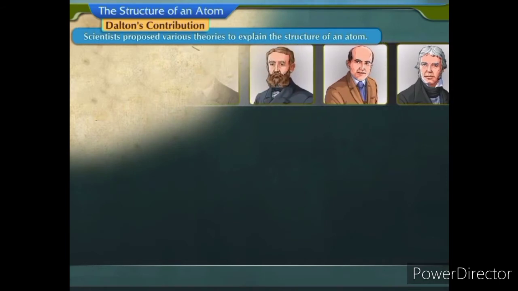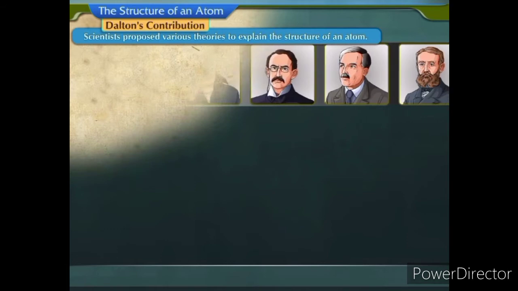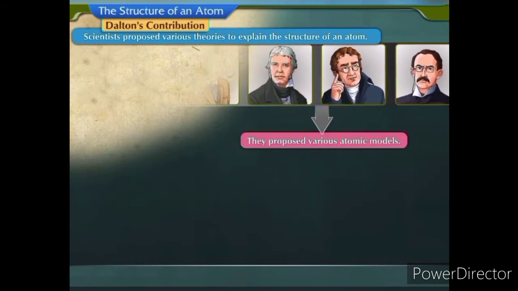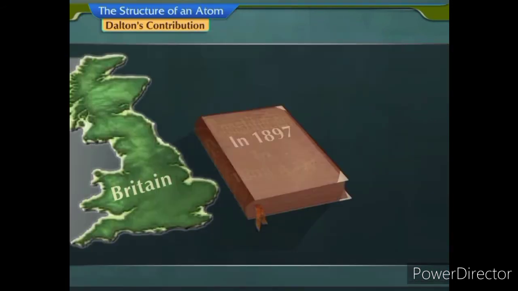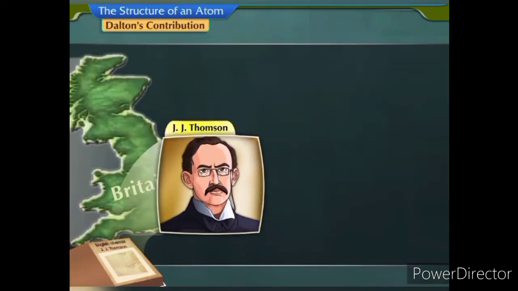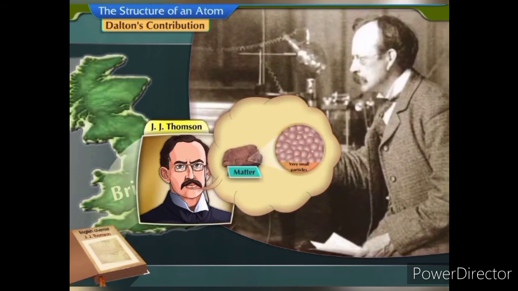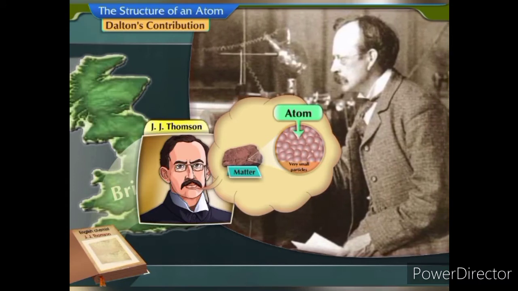Scientists proposed various theories to explain the structure of an atom. Based on their theories, they proposed various atomic models. A British physicist, J. Thomson, was the first scientist to propose a model for the structure of the atom.